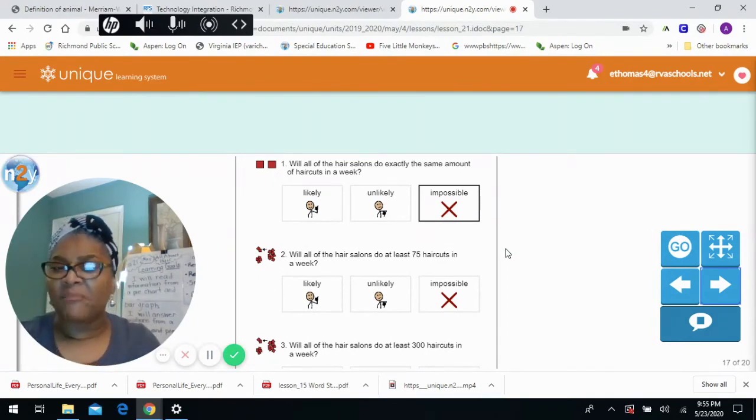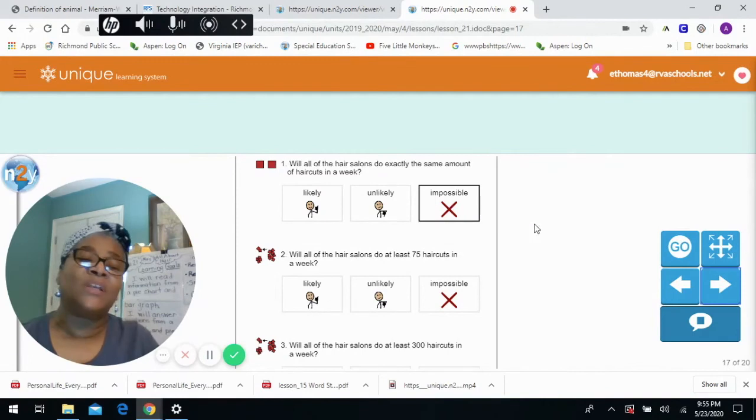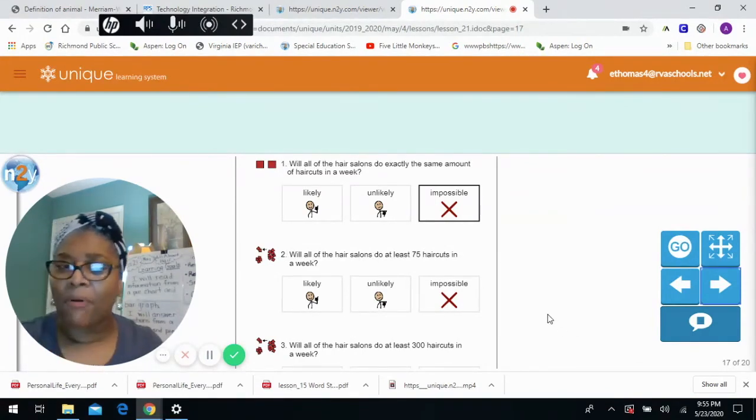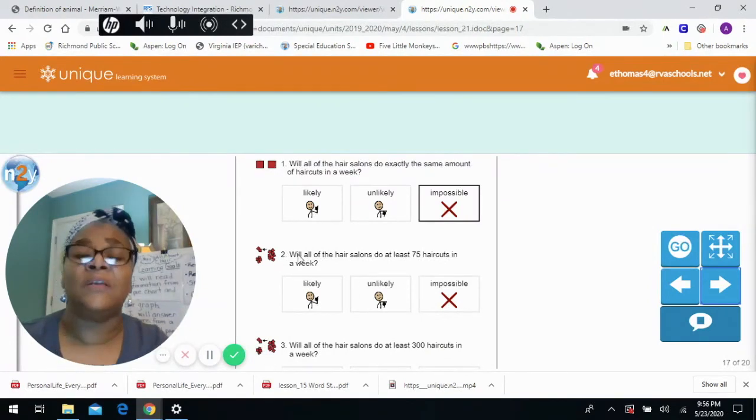At least, meaning everybody should do 75 or more. Everybody should at least have 75. So is that likely or unlikely? What is the probability? It might be likely. It depends on where they are. Now hold on.